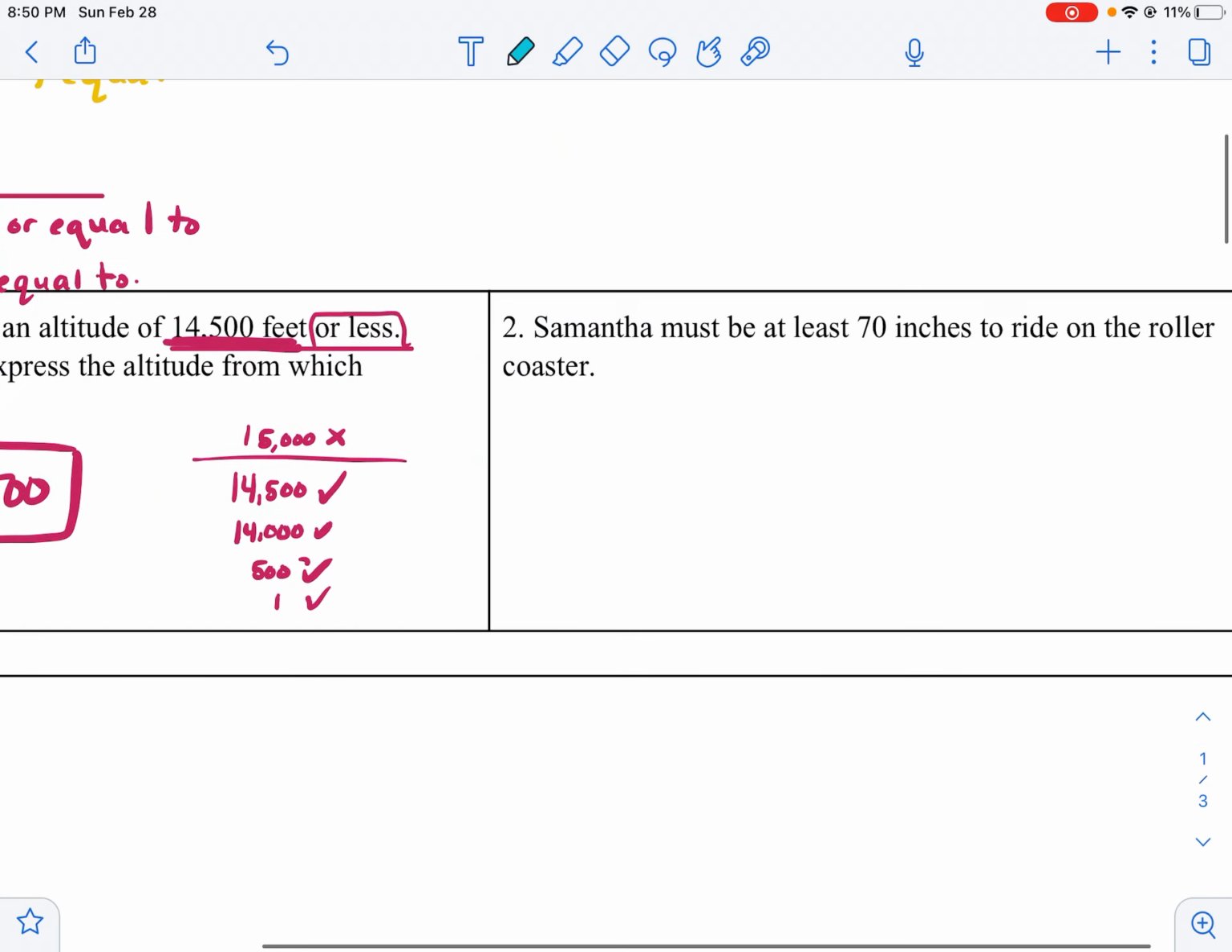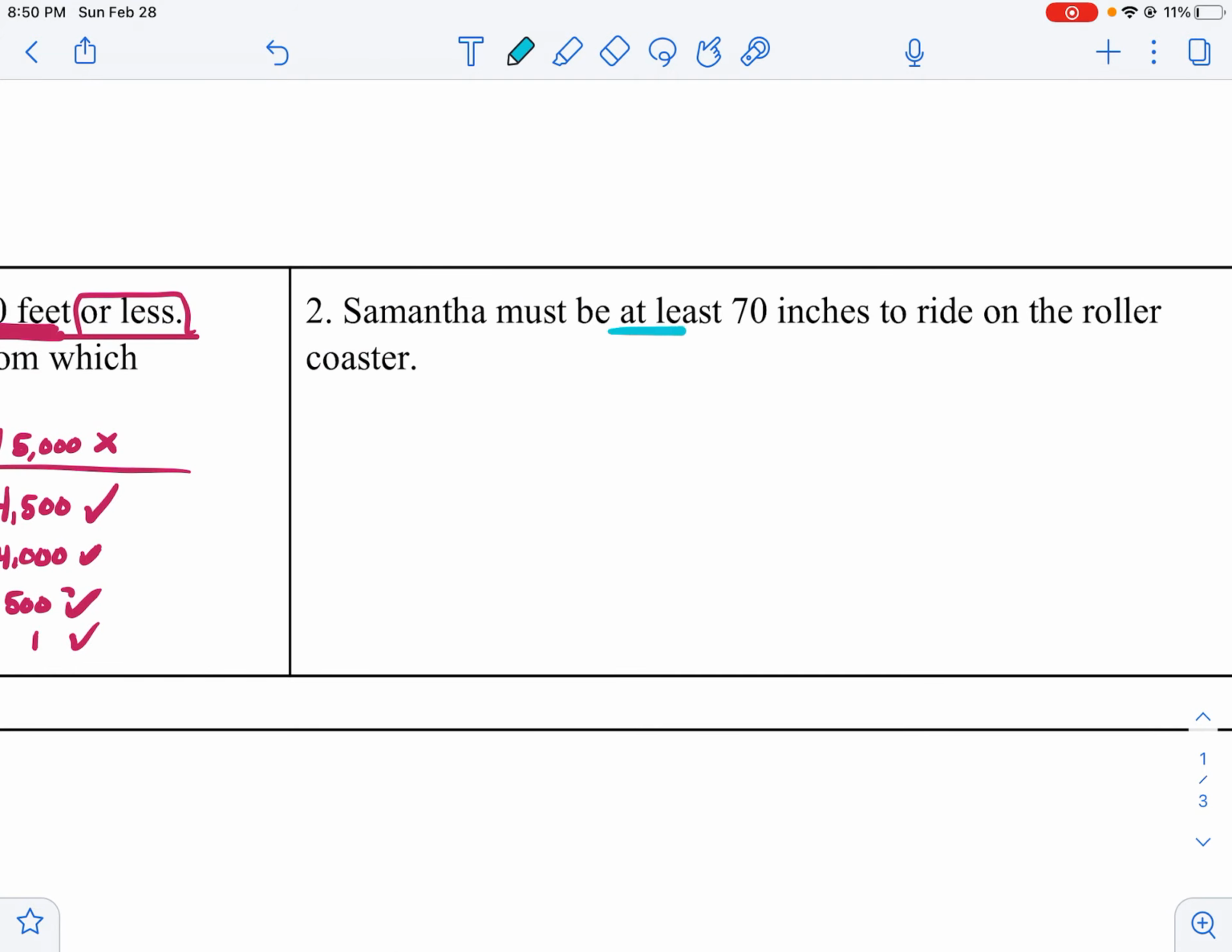Now, our next question says Samantha must be at least 70 inches tall to ride the roller coaster. So at least is the minimum. So 70 is the smallest it could be. Samantha could be 71 inches, 72 inches, even like 70.1. Just over 70, that's okay. But 69 is not okay.